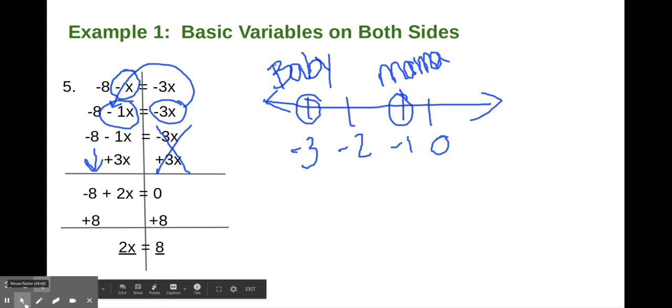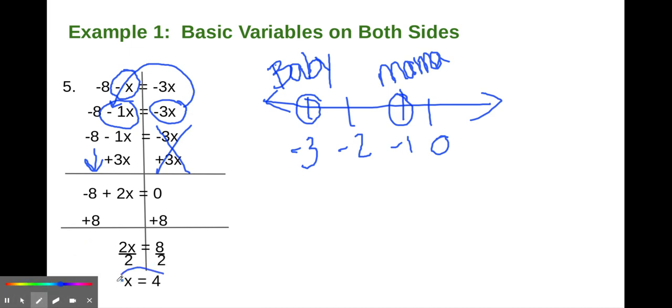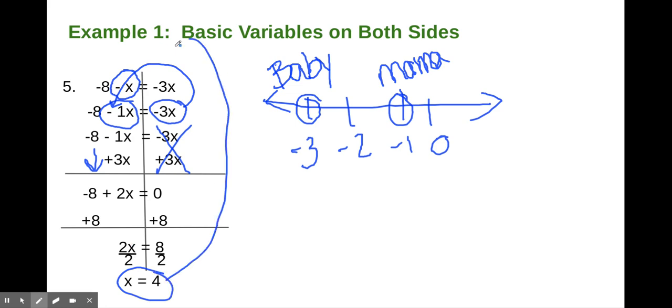And then your last step, like always, is to divide. And here I'm going to divide by 2. And then I get x equals 4. Okay? And again, you can put your answer of 4 back into both of your x terms, and the left side and the right side would be equal.